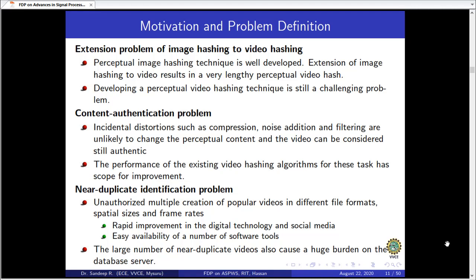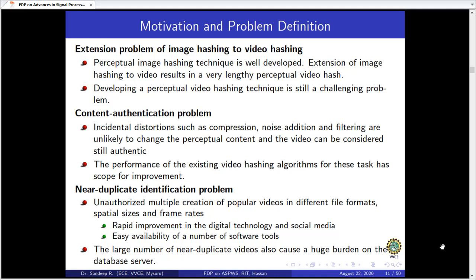Welcome back to session 2 of perceptual video hashing. In the previous session, we saw what perceptual video hashing is, the desirable properties, applications, and some of the existing methodologies for obtaining the perceptual hash from the video, and then the motivation and the problem definition for our work.